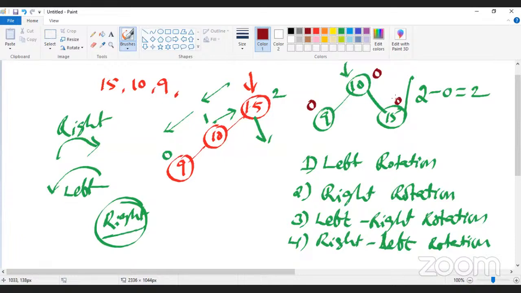First you should know the property. Balancing factor is equal to height of left subtree minus height of right subtree. What is the height of a particular node? The height of a particular node is the number of edges in the longest path from that node. That is called height.